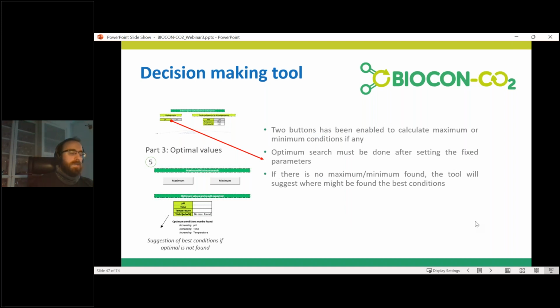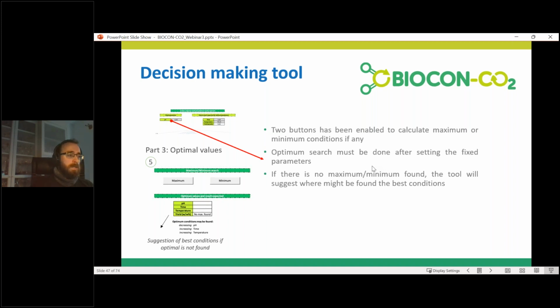So after the RSM has been done, software allows you to look for optimal values. Basically, in RSM, what happens is you're looking for either a maximum or a minimum. It depends on the kind of dependent variable you are working with. If you're looking for something like a yield, then you look for the highest yield, so a maximum. If you are looking for energy consumption, then you will go to a minimum.